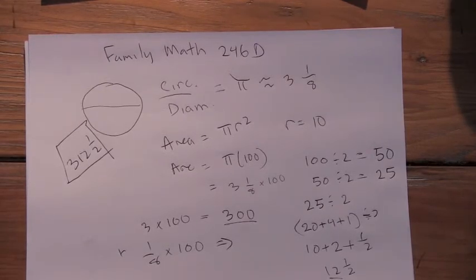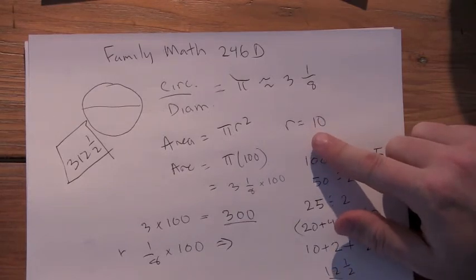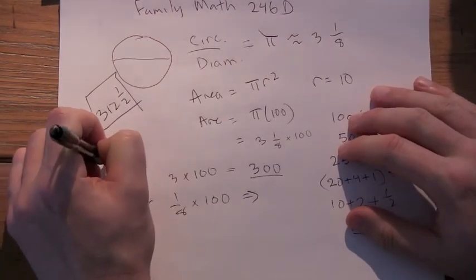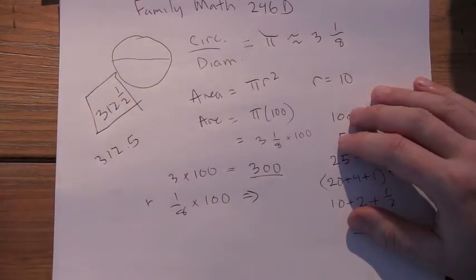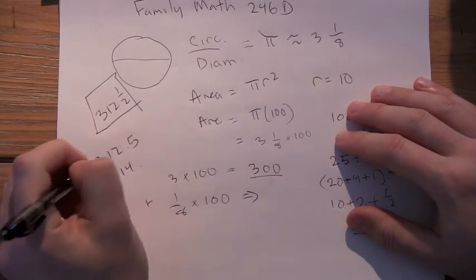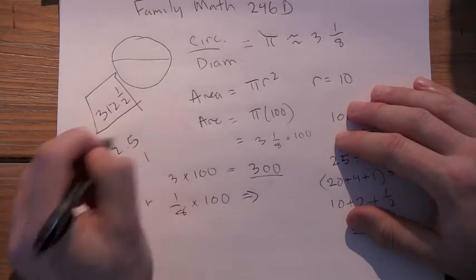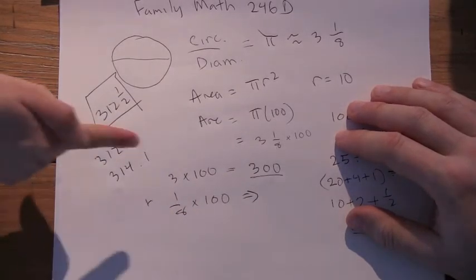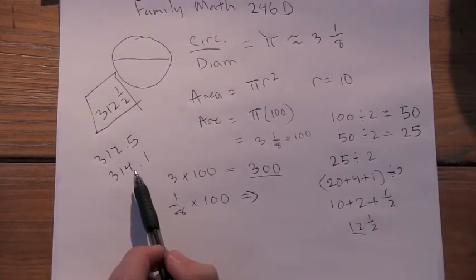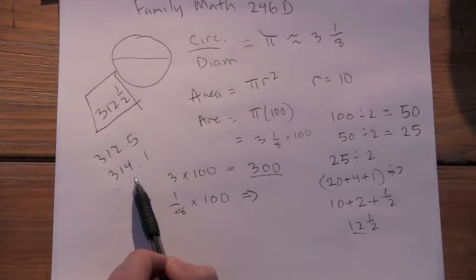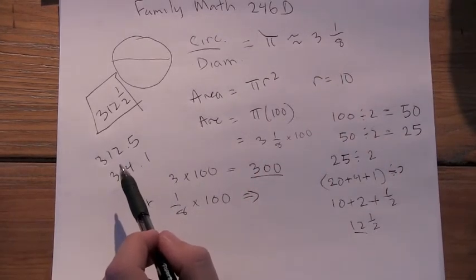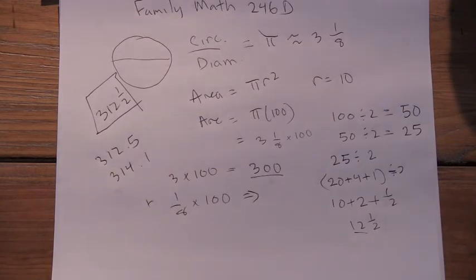So the actual area of a circle with radius 10 would not be 312.5. What would it be approximately if we had used a very good approximation for pi? 314.1, maybe. You can see it's actually fairly close. It's not a terrible approximation, 3 and an eighth. It's not quite right, and we know it's a little bit less, so that's a good thing to know too. Pretty neat, right?